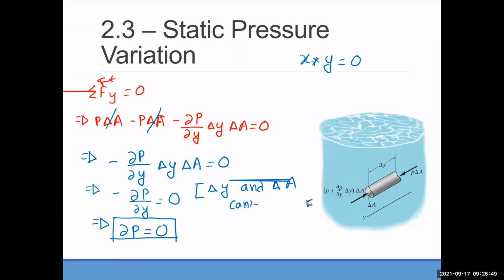I honestly don't know why I'm getting that line. Sorry about that.